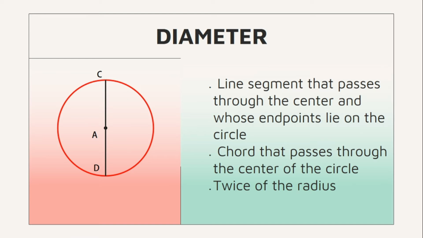So, for example, I have the radius of 3 centimeter. Meaning to say, the other radius there is 3 centimeter. So, what is our diameter? There. So we have 6 centimeter as our diameter because it's twice the radius. Okay? Next. So in this figure, we have the diameter CD.